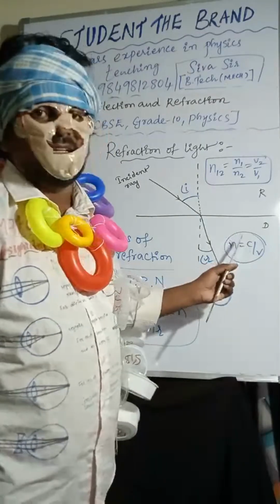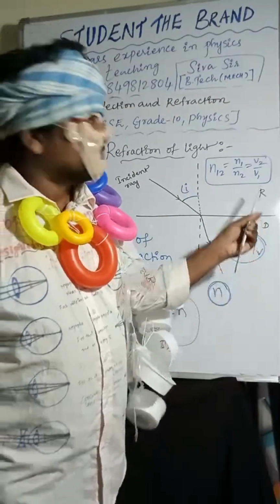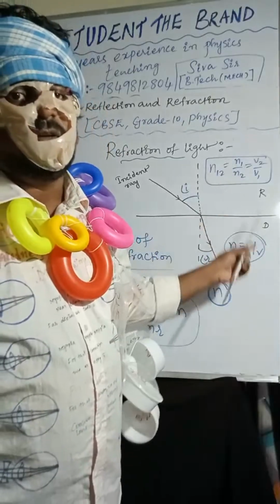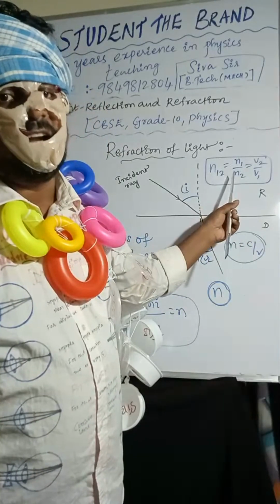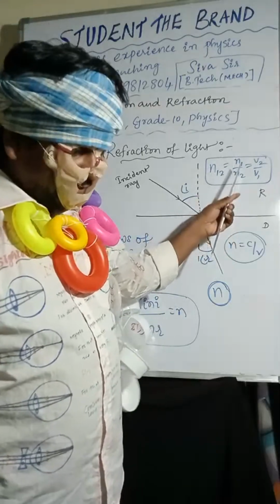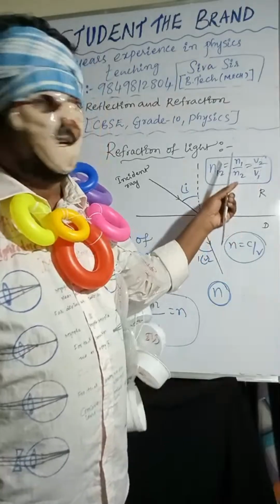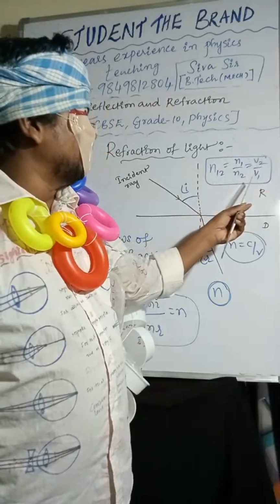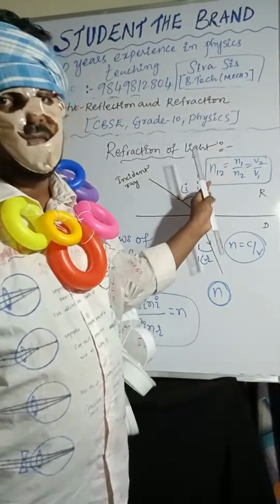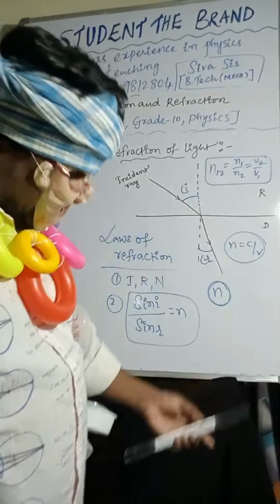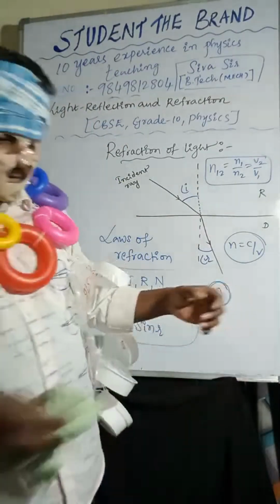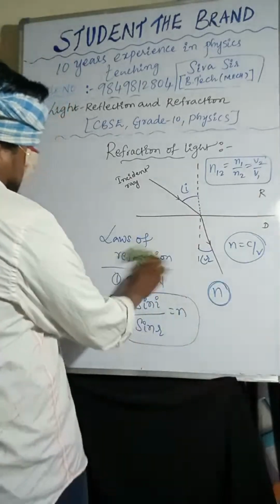If you take it with respect to the speed of light in vacuum, that is the absolute refractive index. If you take it from medium 1 to medium 2, that is the relative refractive index: n12 equals n1 by n2, which equals v2 by v1. So that is about relative refractive index.